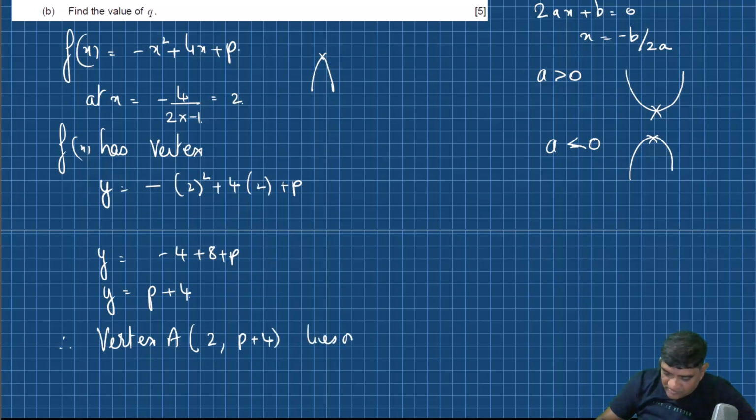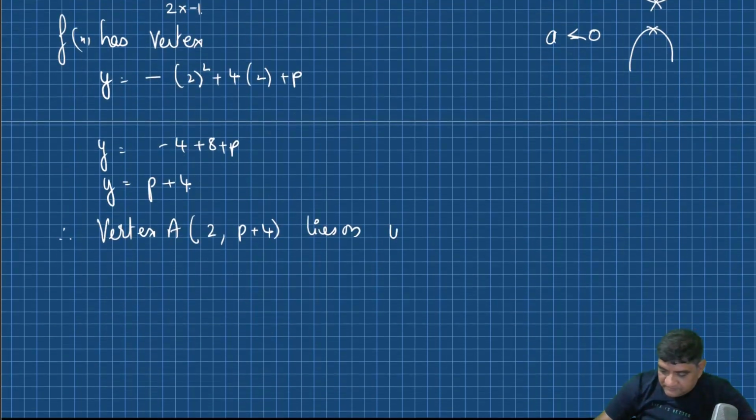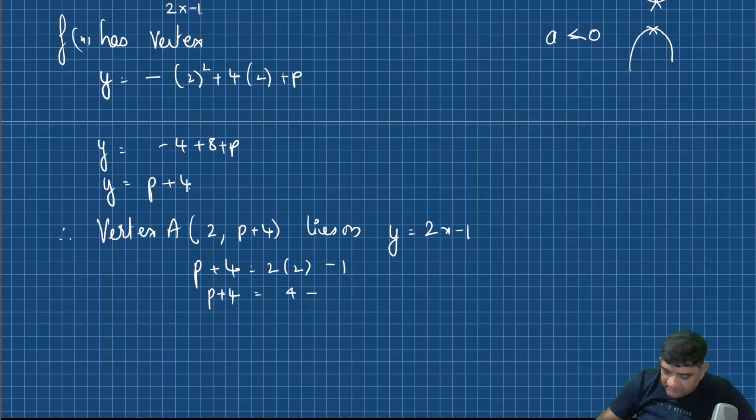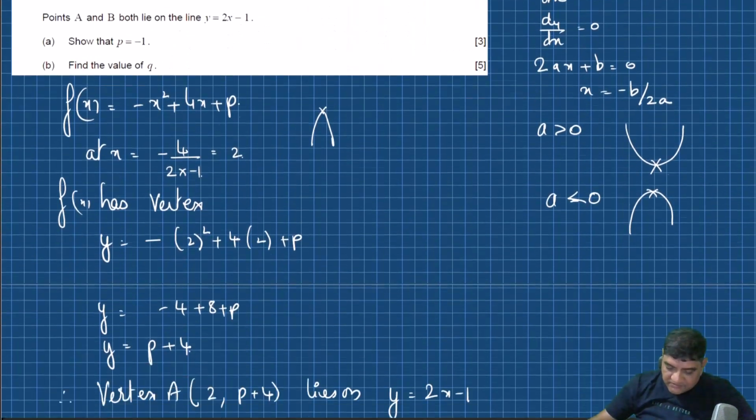This lies on the line y equals 2x minus 1. Substituting that, I get p plus 4 is equal to 2 into 2 minus 1, which is 4 minus 1. The 4 and 4 will obviously get cancelled, so I remain with the value for p as equal to minus 1. So that takes care of the first part.